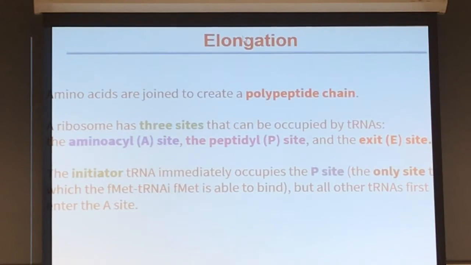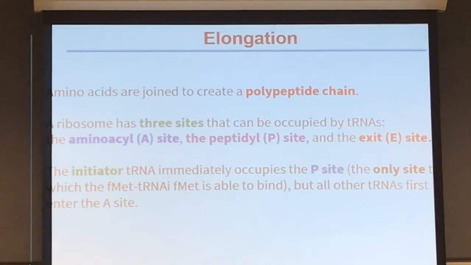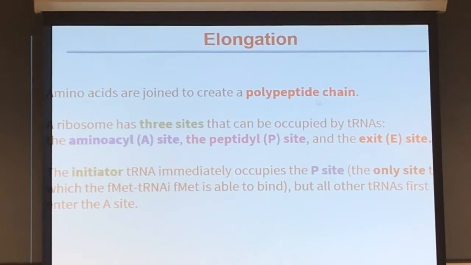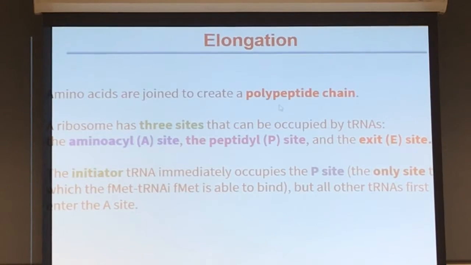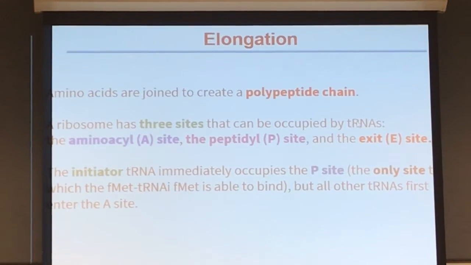Now, once this complex sits on the messenger RNA, it's ready to synthesize the proteins, and this is the step referred to as elongation. Elongation is where amino acids are linked to one another by the creation of a polypeptide chain. Once you look at the ribosome, the 30S and the 70S ribosome, they have 3 sites within the ribosome. One is called the amino acid site, the second is called the peptide site, and the third is called the exit site. Amino acid site, peptide site, and the exit site.